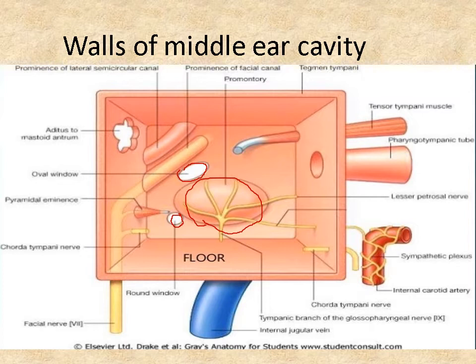Above and in front of the promontory we have a bony structure that I mentioned earlier called the processus cochleariformis. The last feature of the medial wall is the horizontal part of the facial nerve, in its bony canal above the promontory and the oval window.